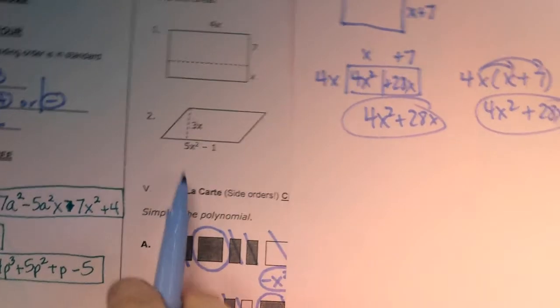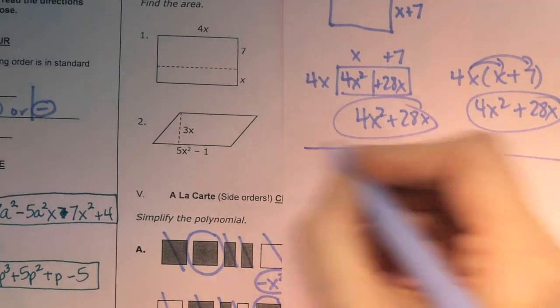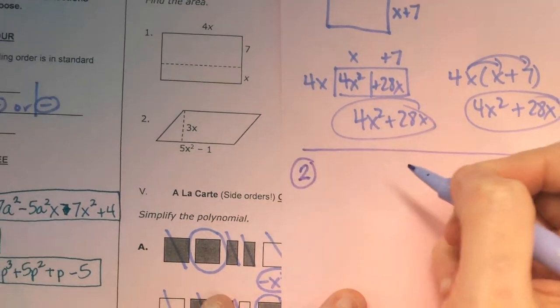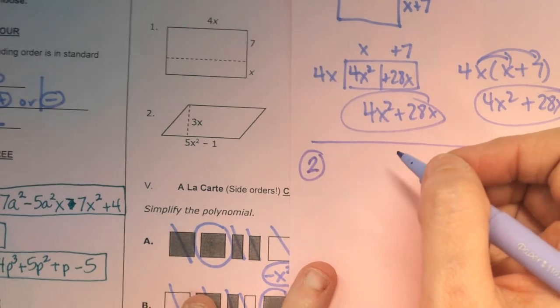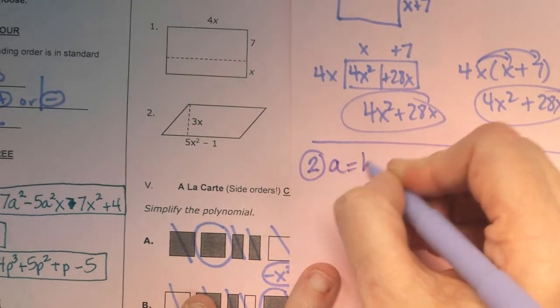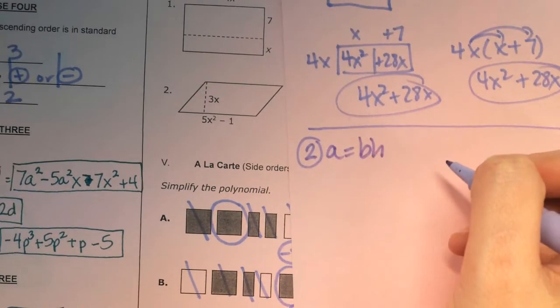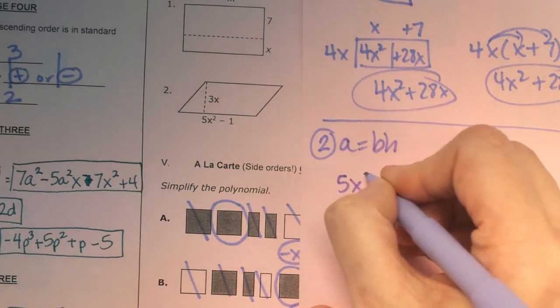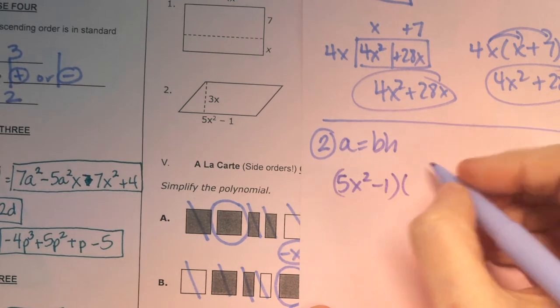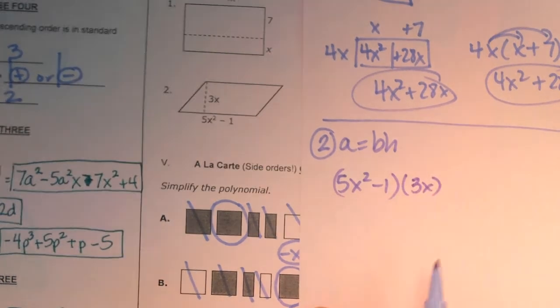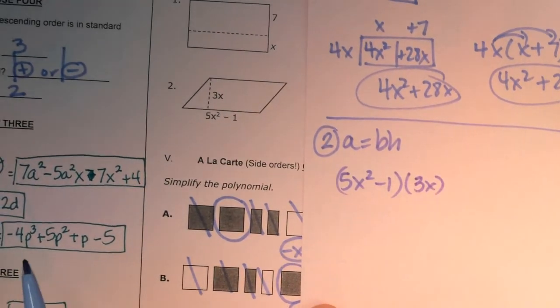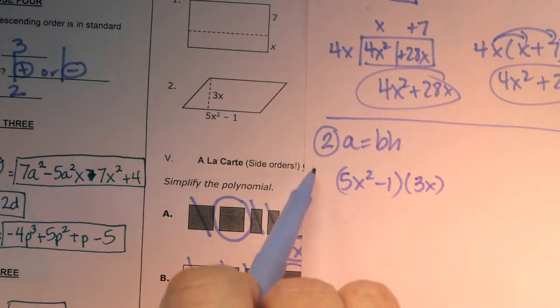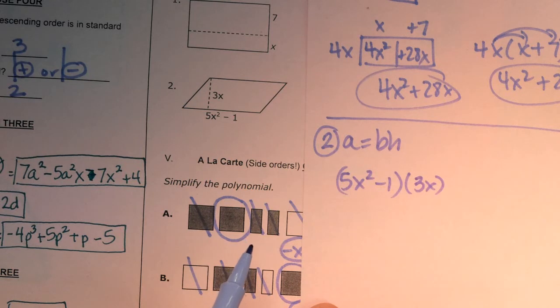Okay. What about number 2? What are we going to do for number 2? 5x squared minus 1 times 3x. Yeah, my area is base times height. Now, let me tell you this. I heard 5x squared minus 1 times 3x. I would not do it this way. And here's why. You guys are used to distributing from left to right. You're going to forget to distribute the second term.